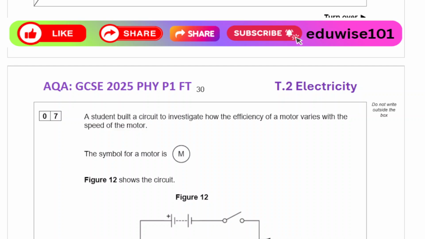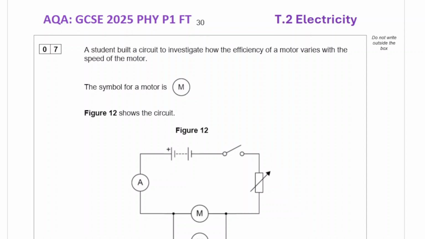In this video, I'm going to go through the AQA Physics Paper 1 Foundation Tier from 2025. Question number 7 is on the topic of electricity. A student built a circuit to investigate how the efficiency of a motor varies with the speed of the motor. The symbol of the motor is a circle with an M. Figure 12 shows a circuit.